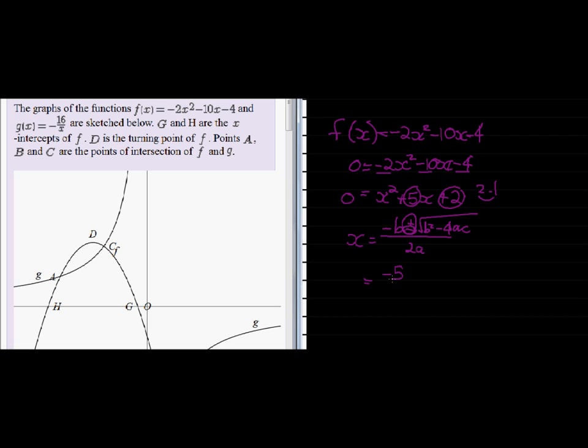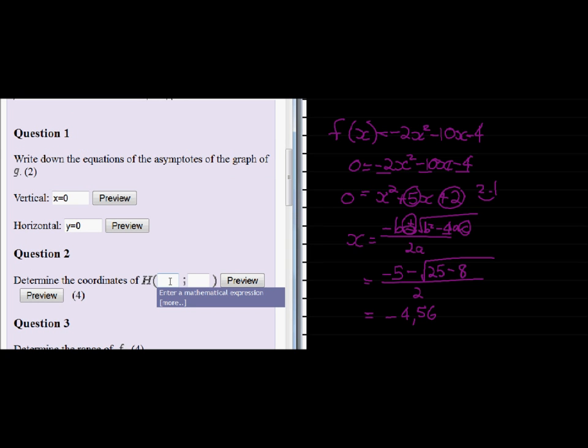So negative b is equal to negative 5, minus the square root of 5 squared, which is 25, minus 4 times a is 1, c is 2, so it gives me 8, divided by 2a, which is just 2. That gives me an answer of negative 4.56, and we'll round to 2 decimal places. So if we enter our answer, the x coordinate is negative 4.56 and the y coordinate is 0.